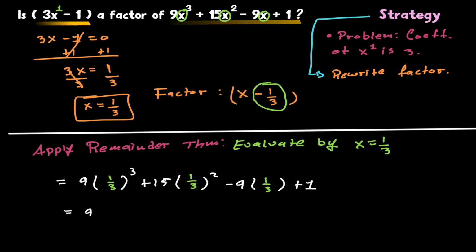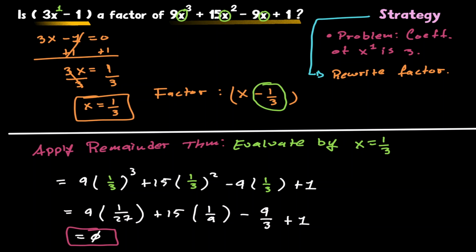So here we're going to obtain 9 times 1/27 plus 15 times 1/9 minus 9/3 plus 1. And when we combine all this, we get a result of 0.